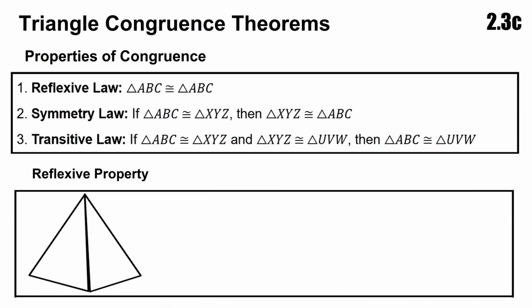Some properties, such as the reflexive law, can be used to determine congruence. The transitive law can be used to help prove congruence. The reflexive law usually is used when the two triangles share a side.